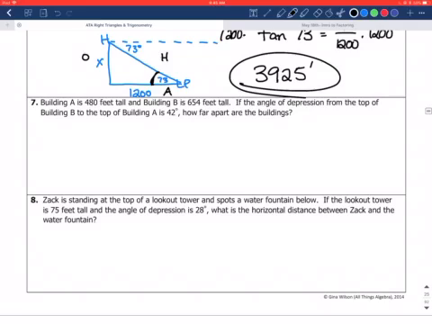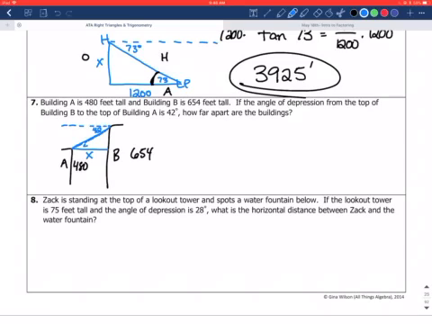All right, for number 7, we got 2 different buildings here, okay? So we got building A, we've got building B. So building A is 480 feet tall. Building B is 654 feet tall. And then the angle of depression from the top of building B to the top of building A, so in other words, there's my line and here's my horizontal line going out, is 42 degrees. Then how far apart are the buildings? So we're looking for this distance right here.